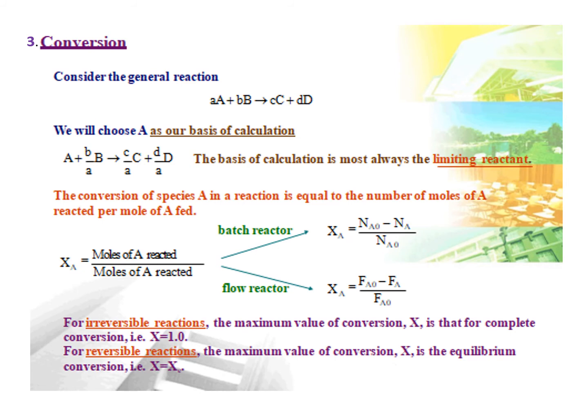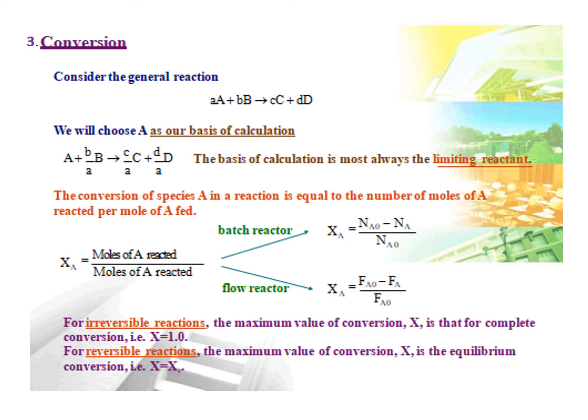Next we'll discuss conversion. After the basics of chemical reactors, we'll discuss conversion. With the help of a general reaction, we consider aA plus bB gives cC plus dD, with reactant coefficients a and b and product coefficients c and d. Here we choose the basis of calculation with the help of a simple chemical reaction, based on the limiting reactant.